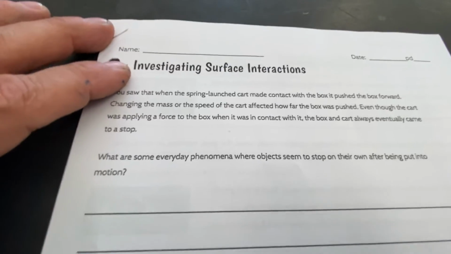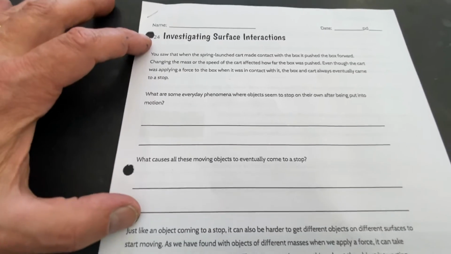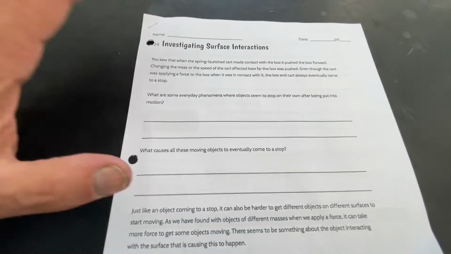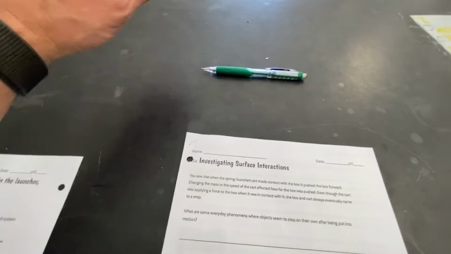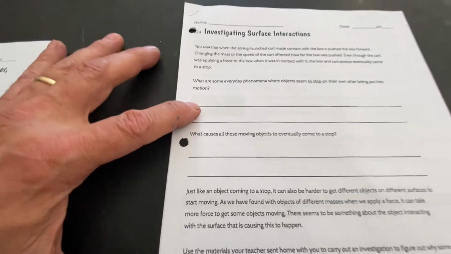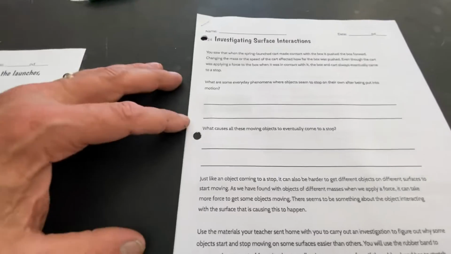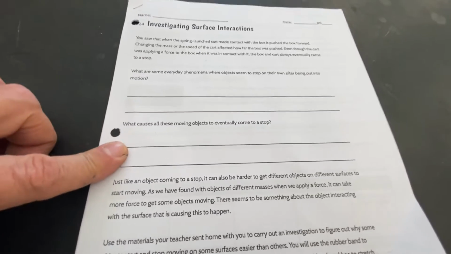So we're going to look at something that might be causing it to stop, called a surface interaction. We see this happening all the time. Whenever we push something, it eventually stops, and it doesn't keep going. Most things stop. And so your job is to come up with an example of something like that, where you give it some motion and it eventually stops, and then try to talk about why that is.